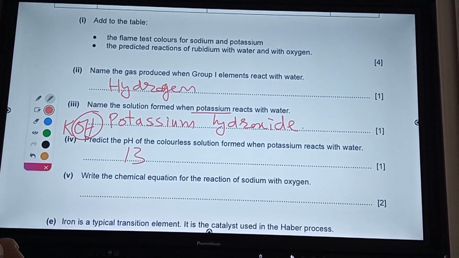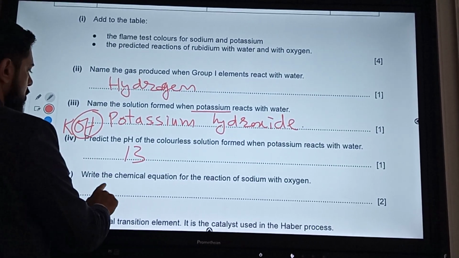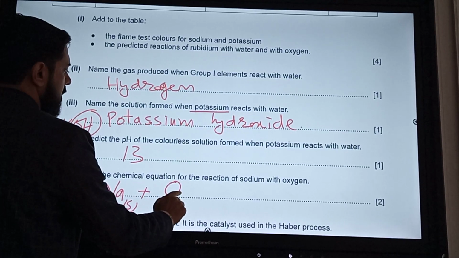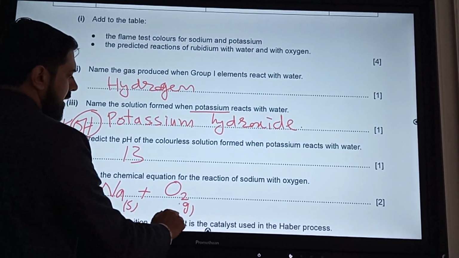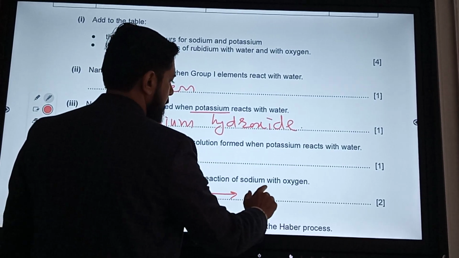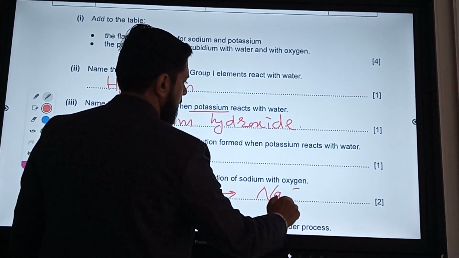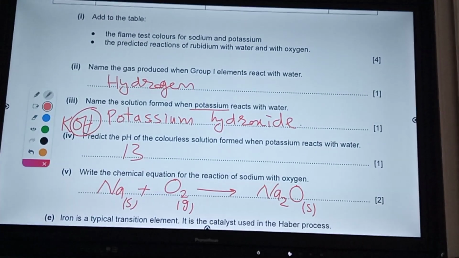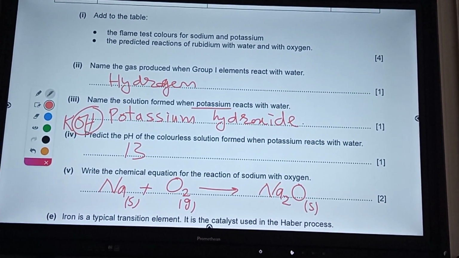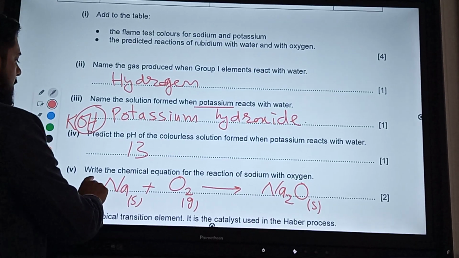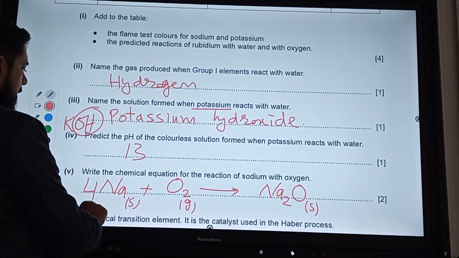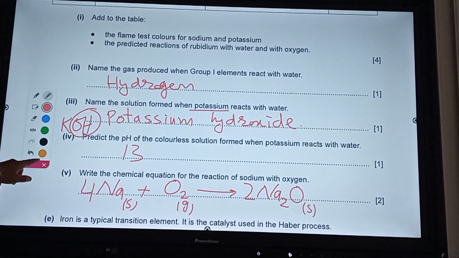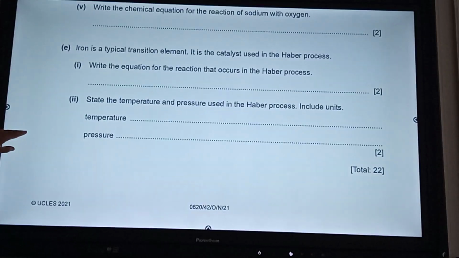Then write the chemical equation for the reaction of sodium with oxygen. So sodium is represented by Na, and it is solid at room temperature, reacting with oxygen, which is diatomic and a gas. So when they react, they produce sodium oxide. So the formula is Na2O. As it is an ionic compound, it will be solid at room temperature as well. So to balance this, we have to multiply here 4, 2, so it's balanced. Okay, understood? Quickly moving to finish the question.